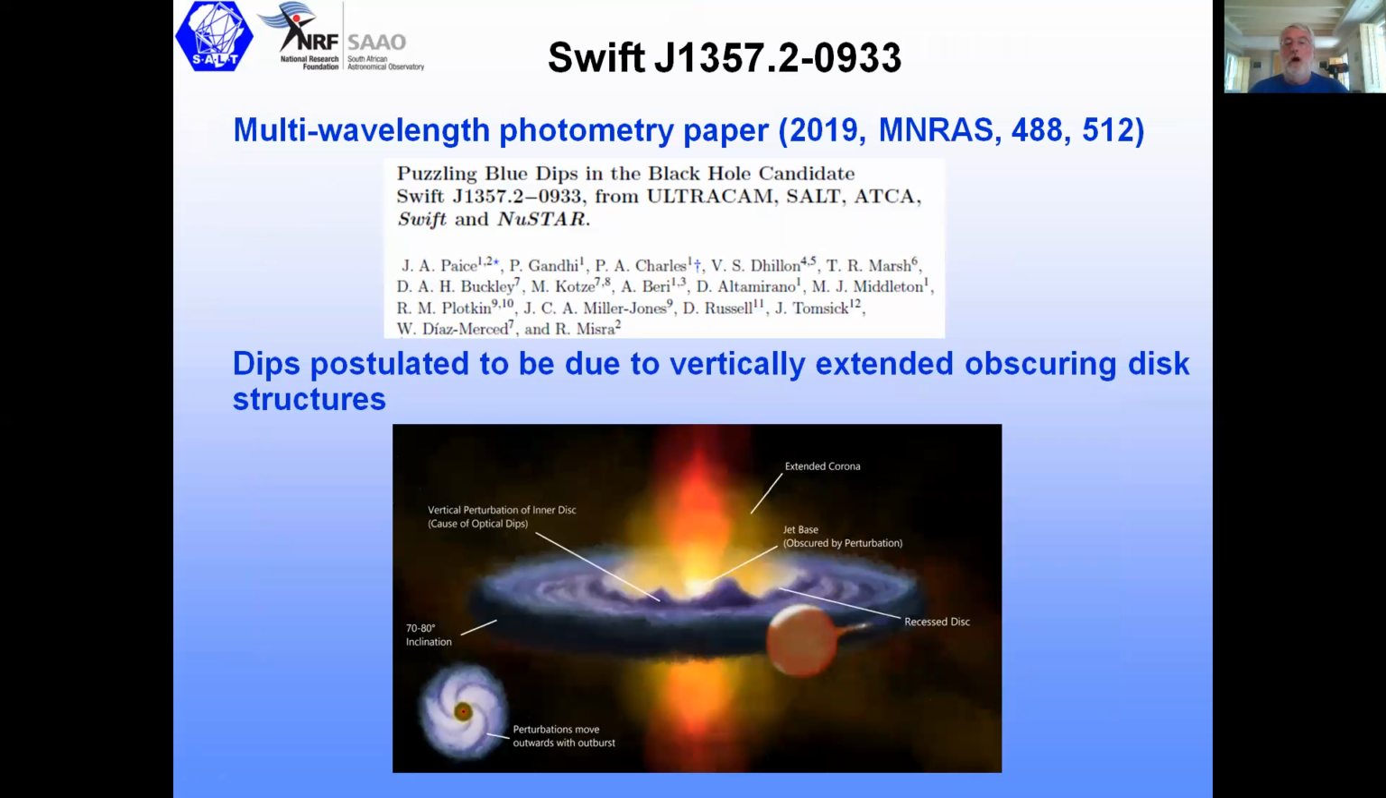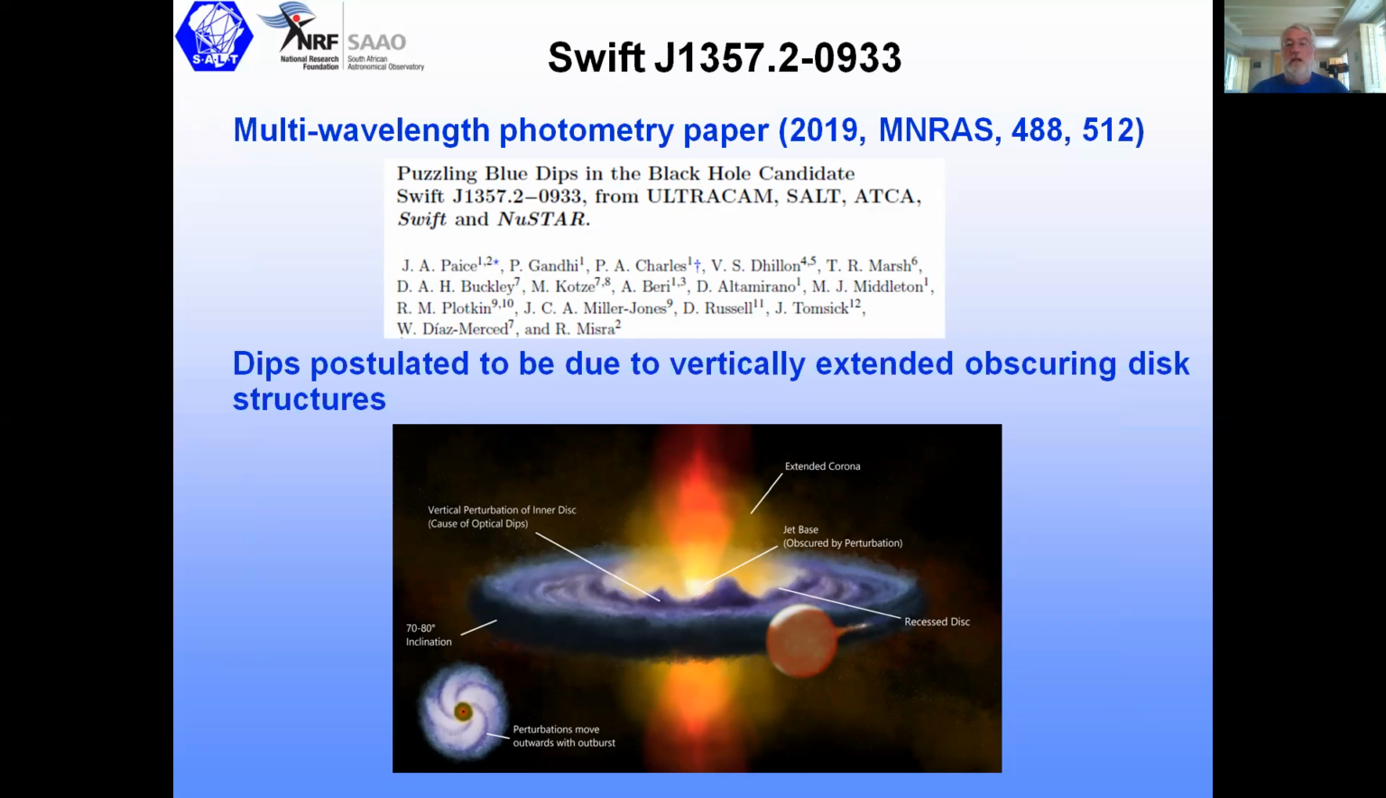So a model has been developed for this system, and the observations that I've just shown you here have been published in a paper by John Paice and collaborators, which involves the multi-wavelength observations with the X-rays and optical involving both SALT and ultracam observations.